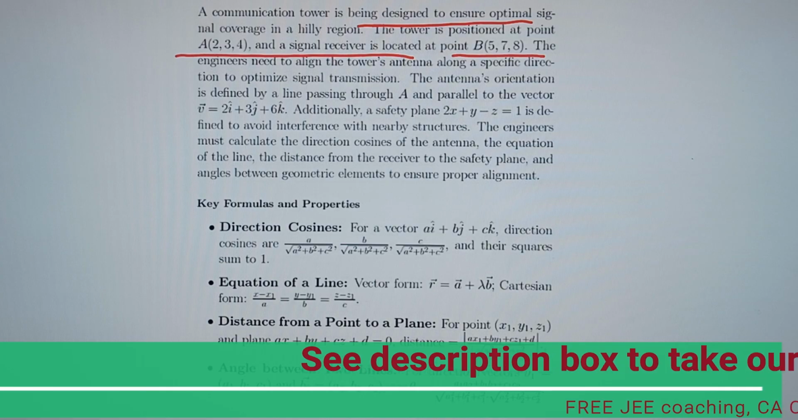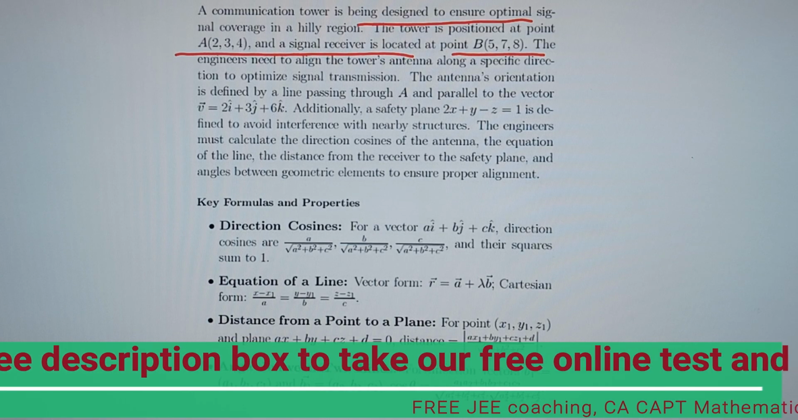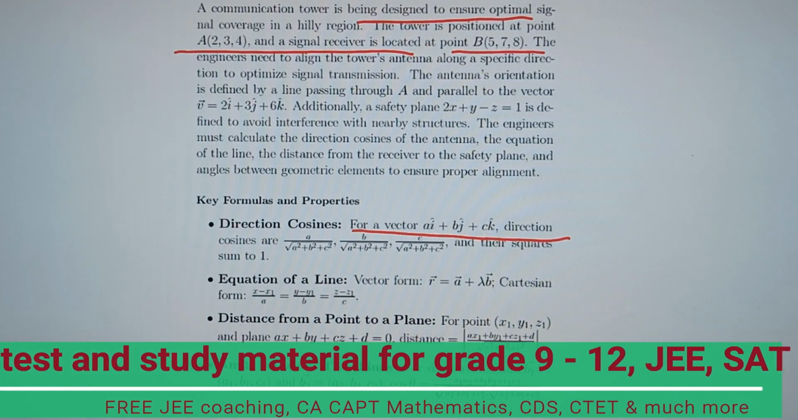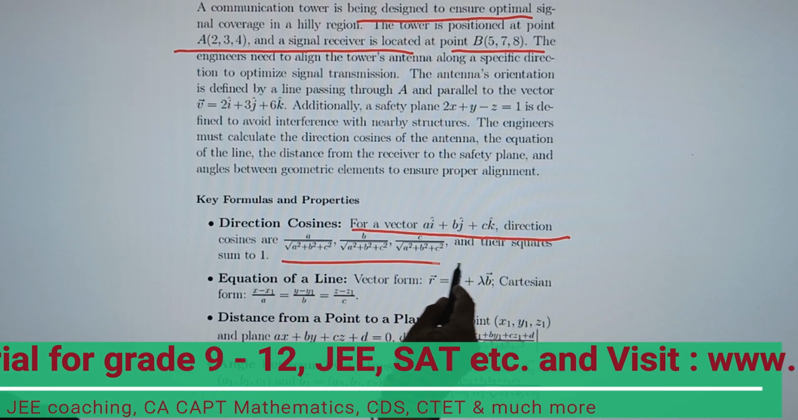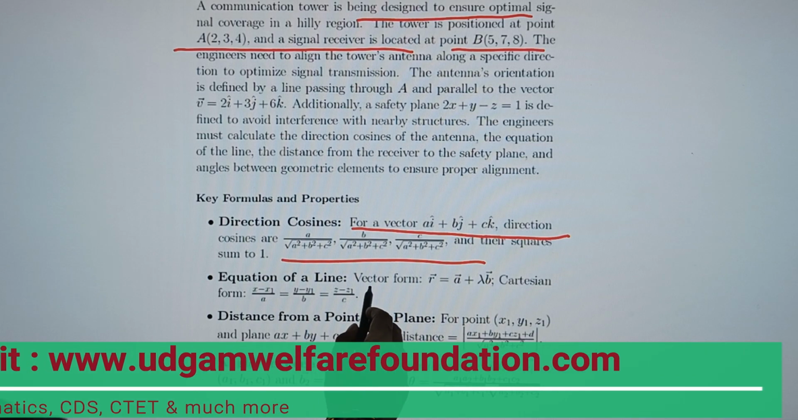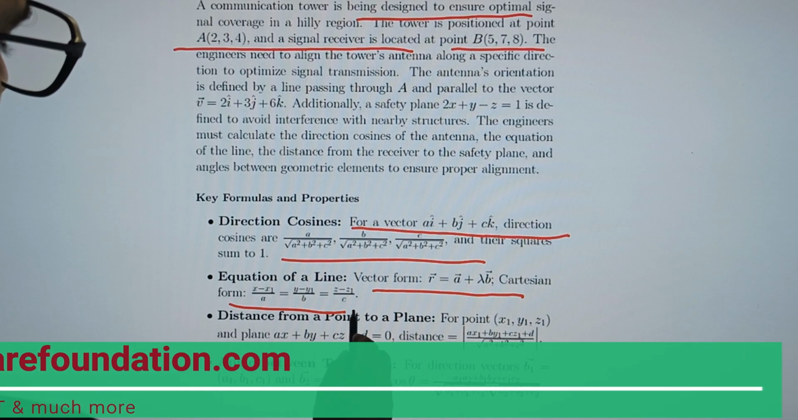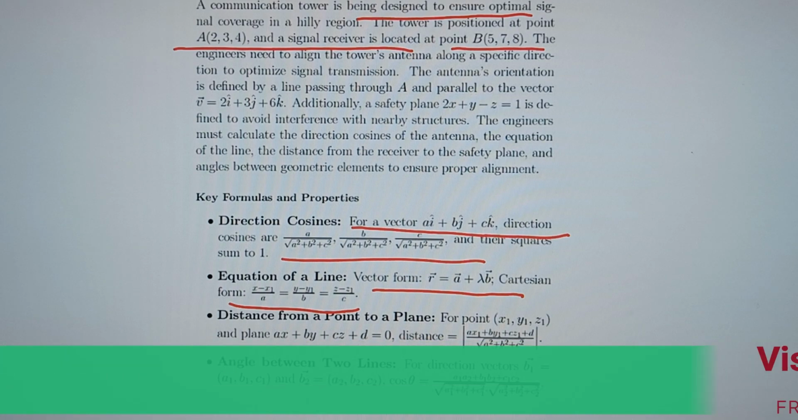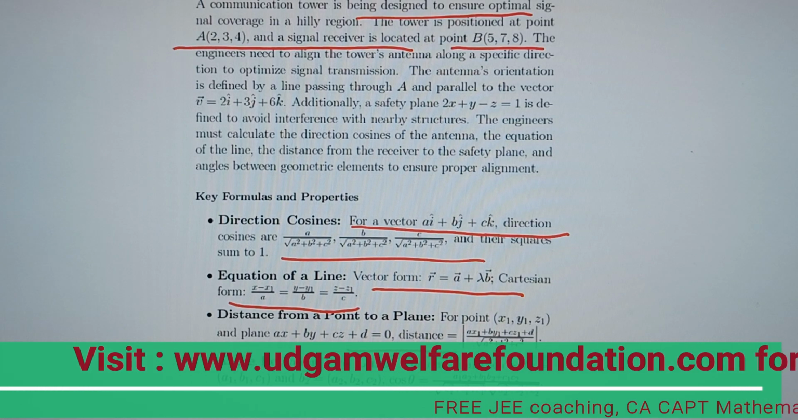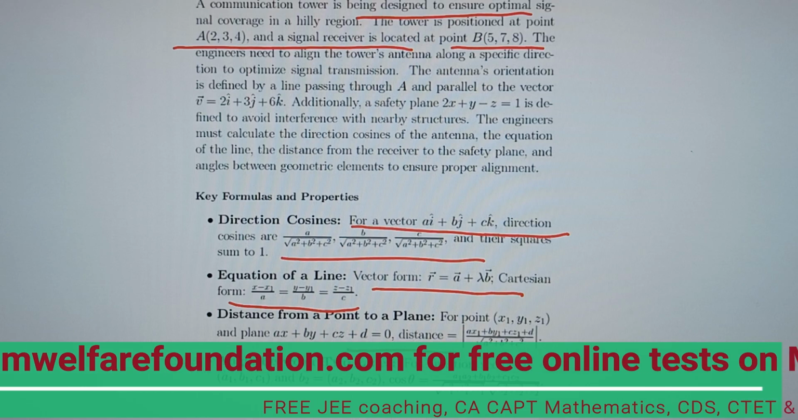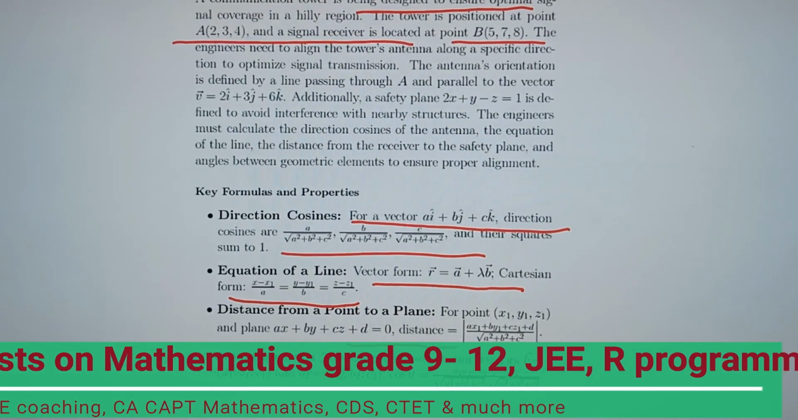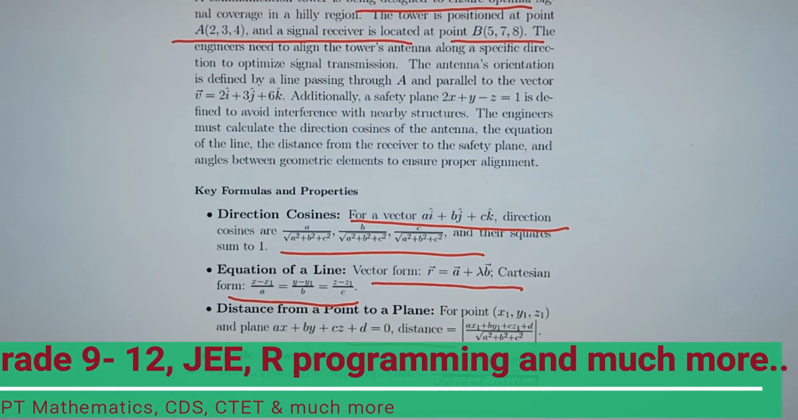Now for your ready reference, I have also mentioned a few key formulas and properties. Direction cosines can be found like this for a vector ai + bj + ck, and their squares sum to 1, which is also a property of direction cosines. Equation of a line: vector form is this, Cartesian form is this. Distance from a point to a plane can be found using (ax1 + by1 + cz1 + d) upon root over a square + b square + c square. And the angle between two lines with direction vectors b1 and b2 can be found by using cos theta equal to this.